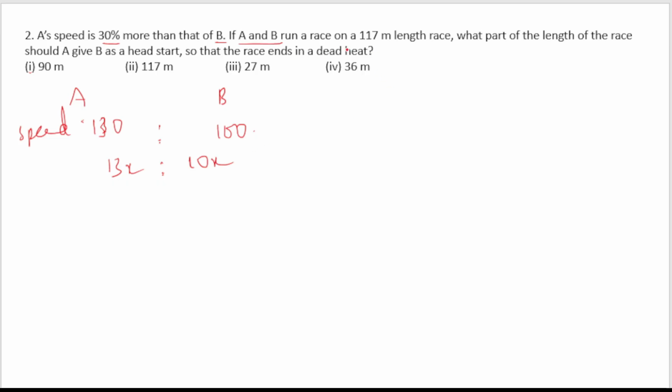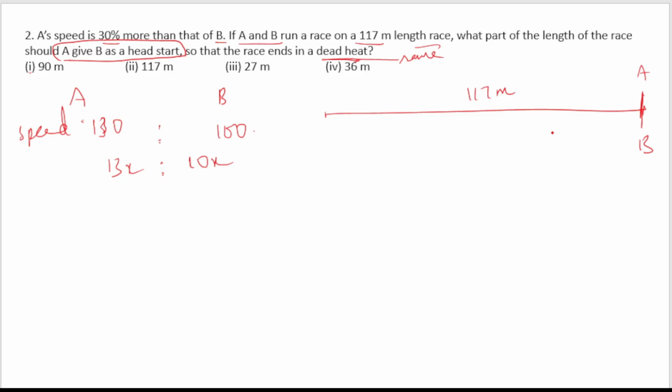If A and B run a race of 117 meter length. See, the length of the race is 117 meters. What part of the length of the race should A give B as a head start, so that the race ends in a dead heat? That means they both reach the ending point at the same time.